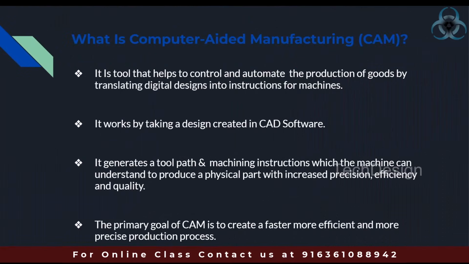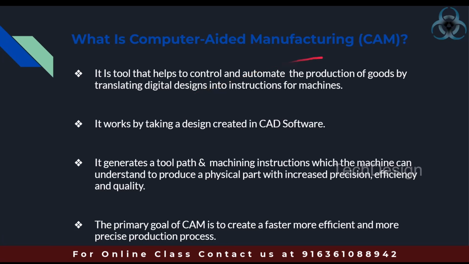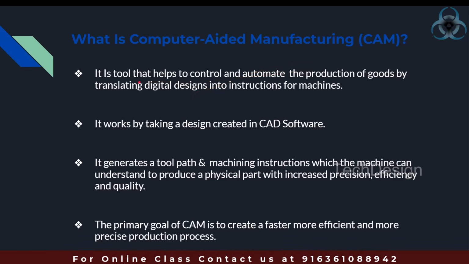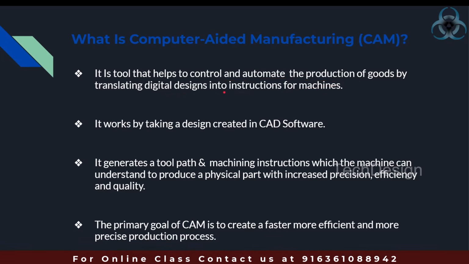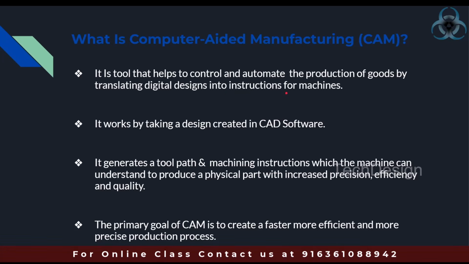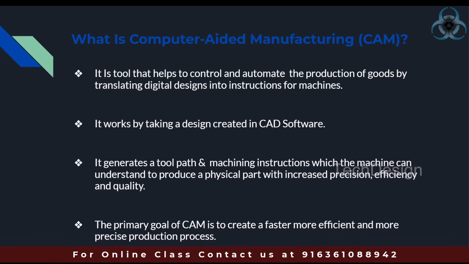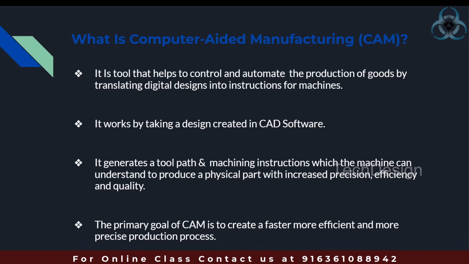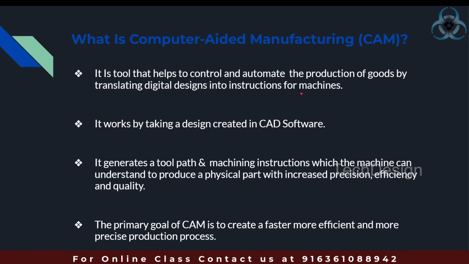Now you can see what is computer aided manufacturing. We also call it CAM. It is the tool that helps to control and automate the production of goods by translating a digital design into instructions for machines. So whatever 3D model you create in part modeling or surface modeling or any other modeling will be converted into instructions for machines to manufacture. That is what the CAM application does.